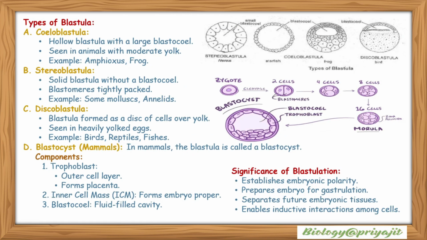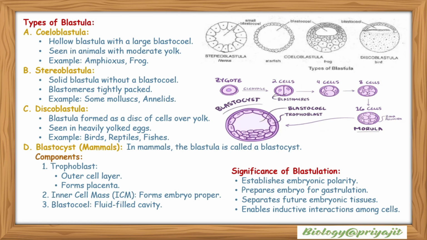Types of blastula. There are four types. Coeloblastula, a hollow blastula with a large blastocoel, seen in animals with moderate yolk, for example Amphioxus, frog, etc. Stereoblastula, a solid blastula without a blastocoel. Blastomeres are tightly packed. Examples include some mollusks and annelids. Discoblastula, where the blastula is formed as a disc of cells over yolk, seen in heavily yolked eggs. Example: birds, reptiles, fishes.